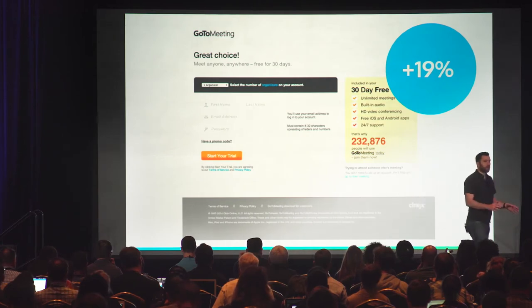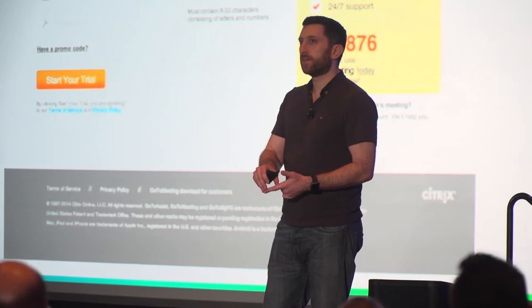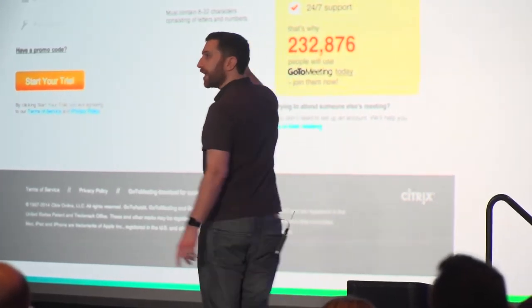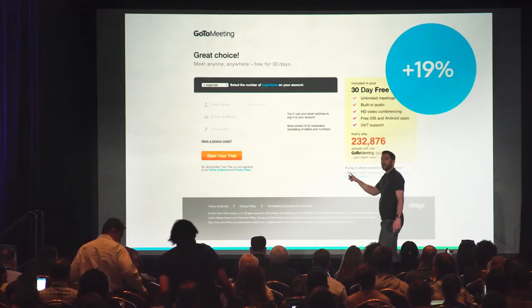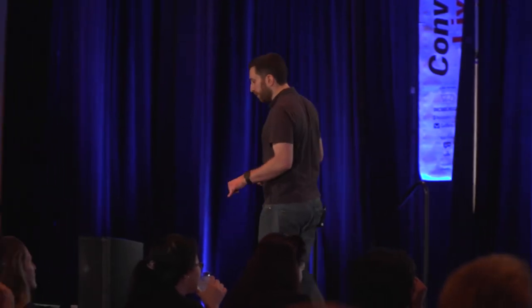And I'm choosing my words very carefully. It increased sales 19%. It had zero impact on trials. So adding that panel on the right didn't make anyone more likely to fill out this form. What it did do is make them more likely to use the product because they actually knew what it was. And this is super important.